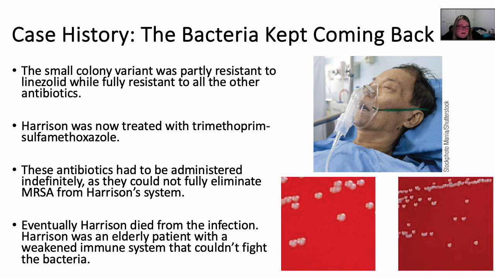When they take this new variant and test these colonies for antibiotic resistance, some heartbreaking news comes back for Harrison. These small colonies are partially resistant to linezolid, which is why it hasn't been working as a treatment. And not only that, they are fully resistant to every other antibiotic we've tried. So the rifampin, the ciprofloxacin, the vancomycin, they're now fully resistant to those.